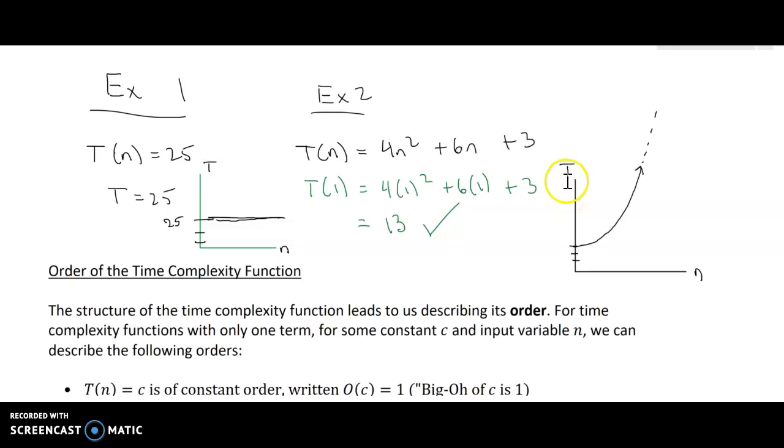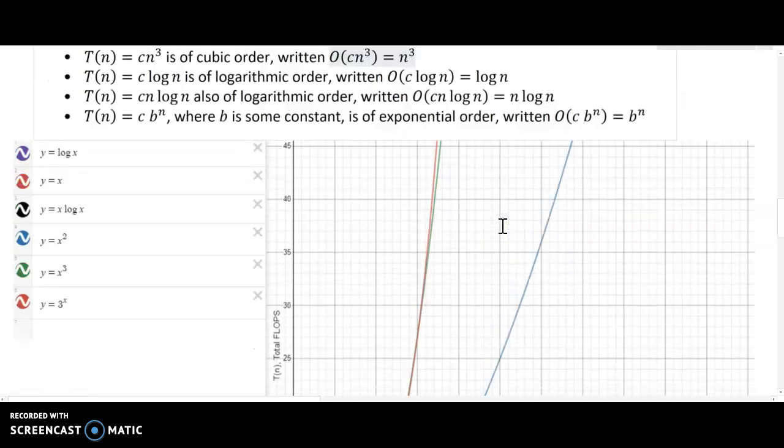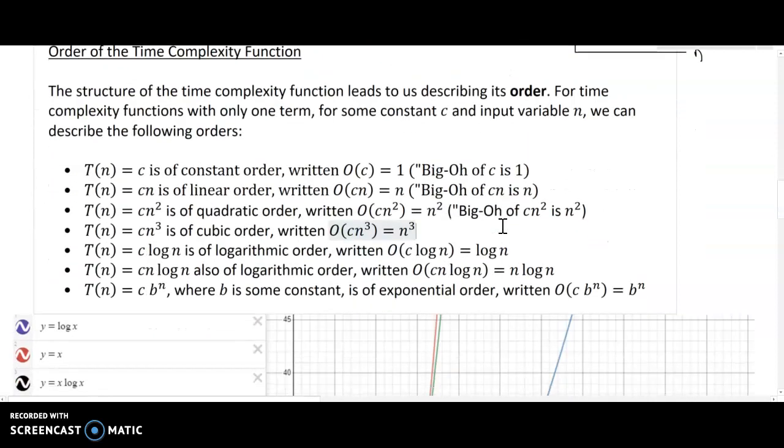One of the trade-offs of rising time complexity is that when we are running this for very large inputs, it may take our computer a very long time to process that function and provide an output. So we want to classify a function in terms of its order. The order is based on the structure of the time complexity function. This leads us to describing its order. For time complexity functions with only one term, for some constant c and input variable n, we'll talk more about this soon, we can describe the following orders.